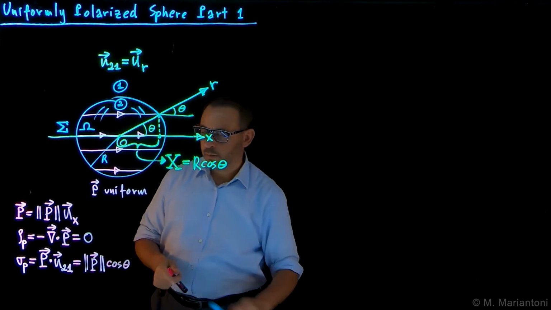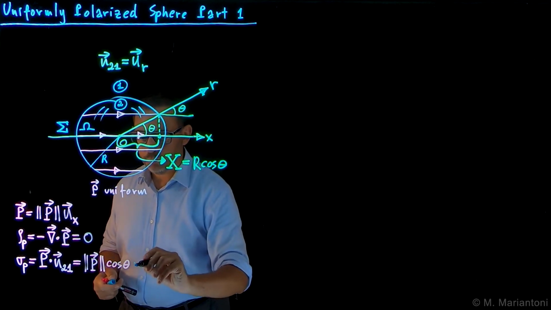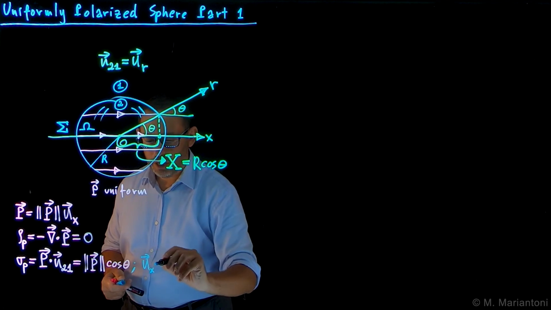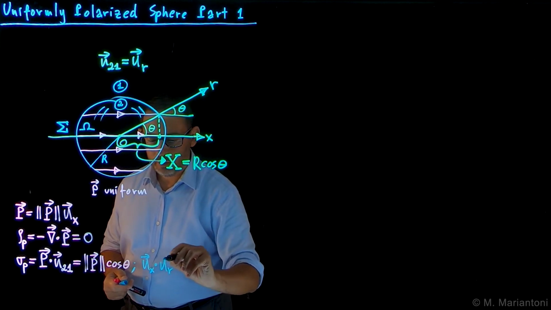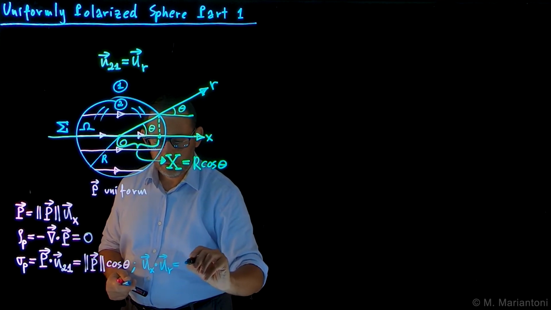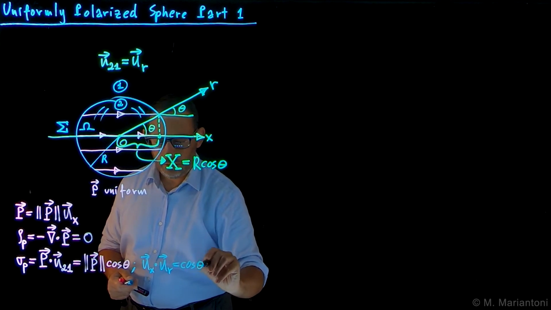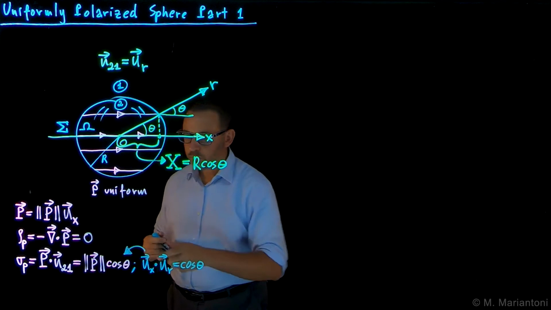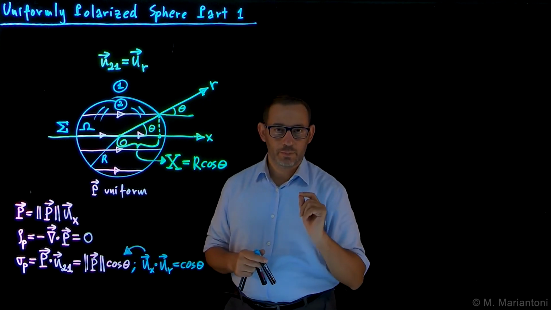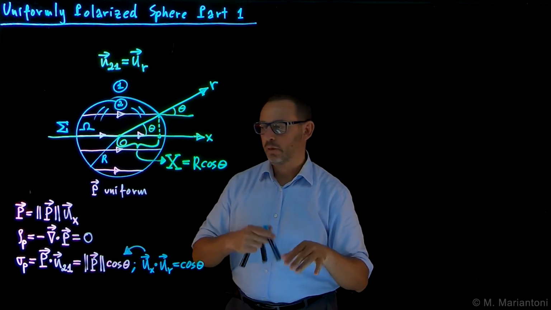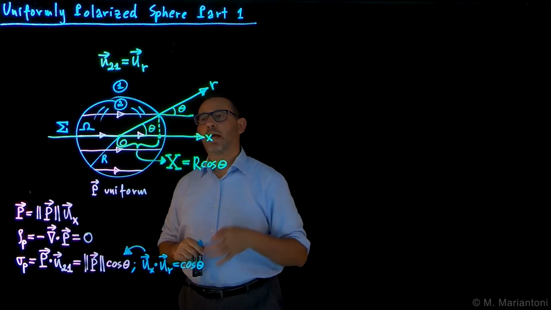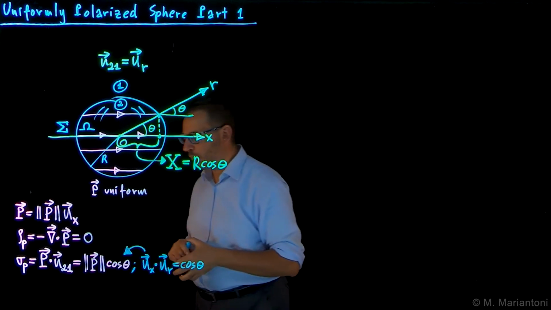Because again, this comes from UX dotted with UR, which gives us cosine of theta. Great. Note that this sigma p is non-uniform, okay? It's a local distribution at each point on the outer surface of this sphere, and is non-uniform, which is important.